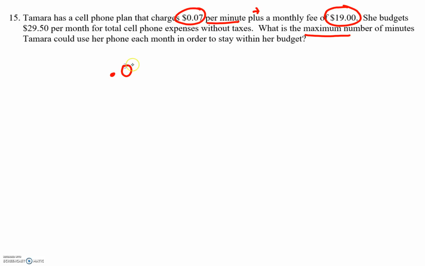We know 7 cents per minute plus her $19 fee. And we know that she only budgets $29.50. So that means the most that she could spend is $29.50. She could spend $29.50 or less than that.